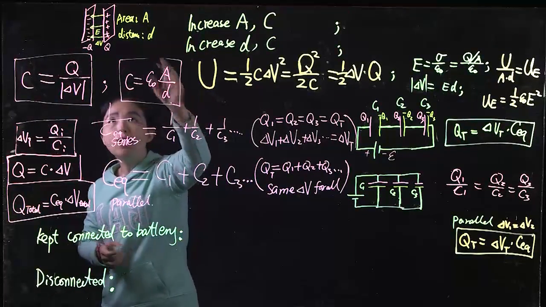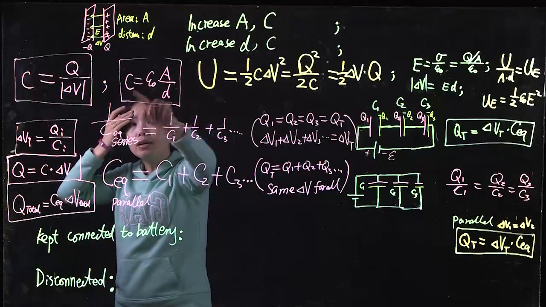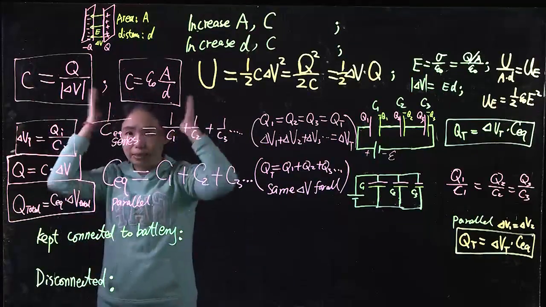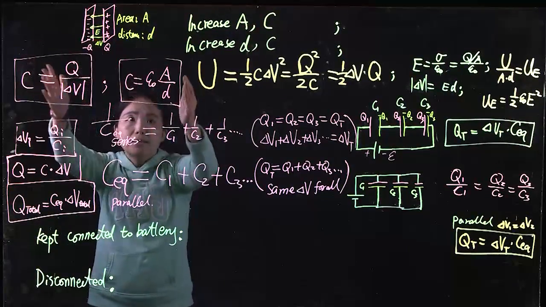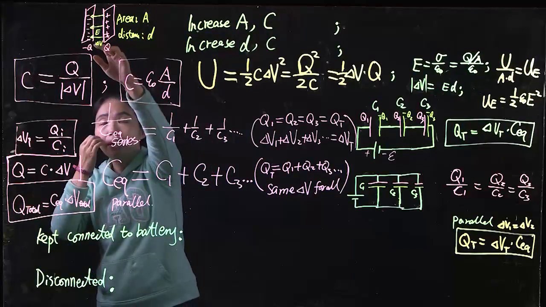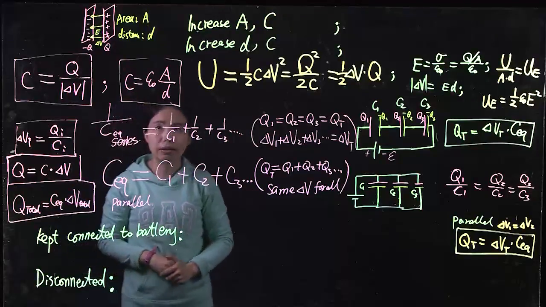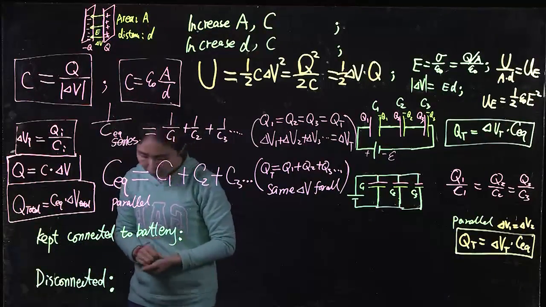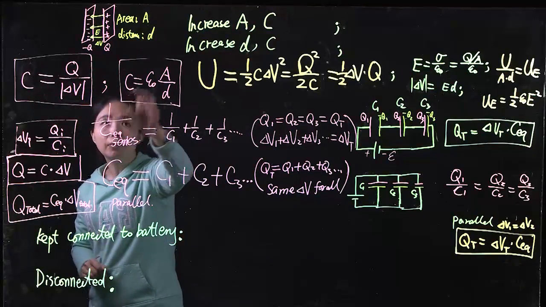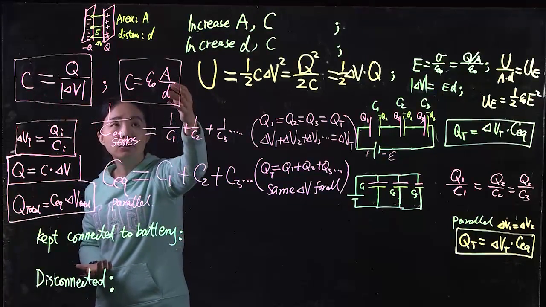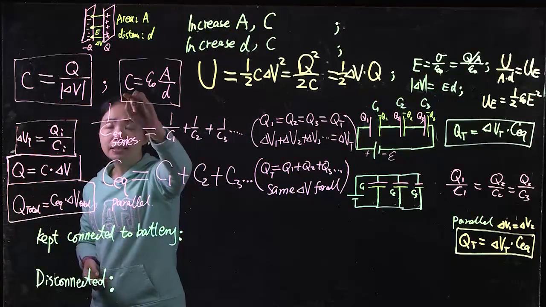Okay? If you have a large area of those plates, bigger area, double the area, you're going to make a bigger capacitance. On the other hand, if the distance between the two plates is very small, you can have a large capacitance. Otherwise, if the distance is very far away, you're going to have a small capacitance. Notice that C is determined by your capacitor design. As long as you do not change A and D and do not add anything else, the capacitance C is not changing.